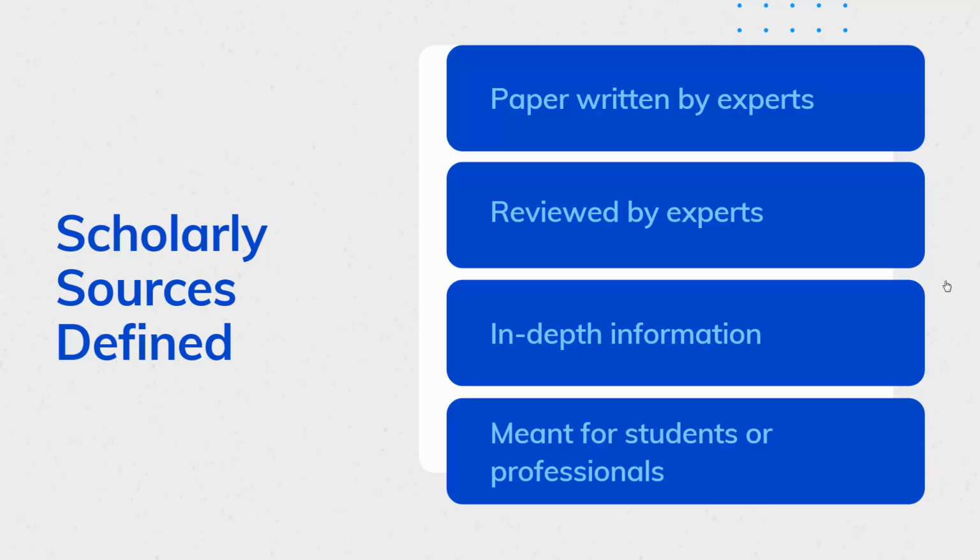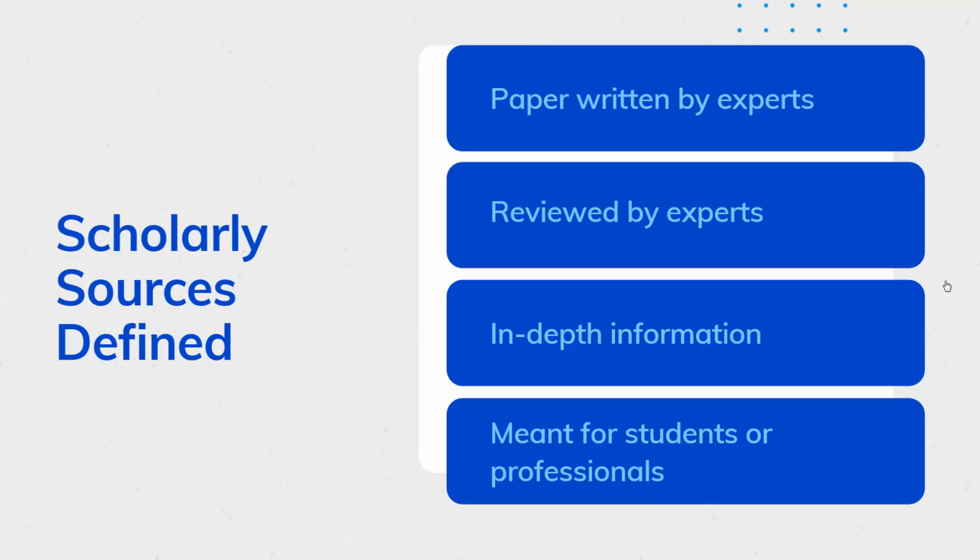They write a paper and then they turn it into a whole other group of experts. This other group of experts reviews their paper. They check for the information, they look for unfair bias, and they make sure that it includes in-depth information. Once it's reviewed, then it's published in a journal. And these journals are meant for students or professionals. They give you that information you need to learn and grow. So that's what a scholarly source is.